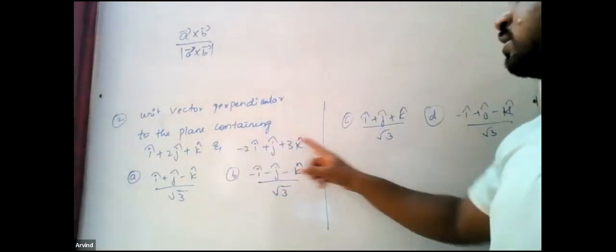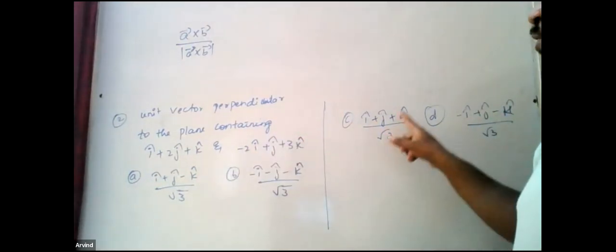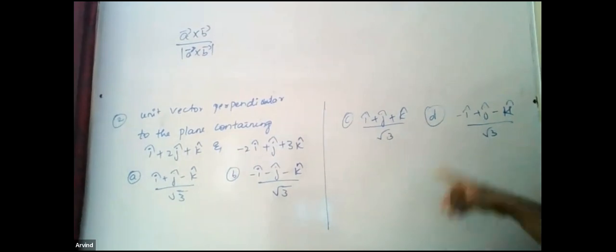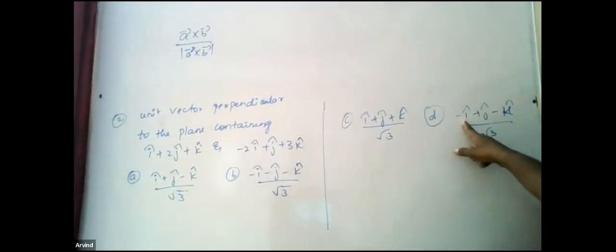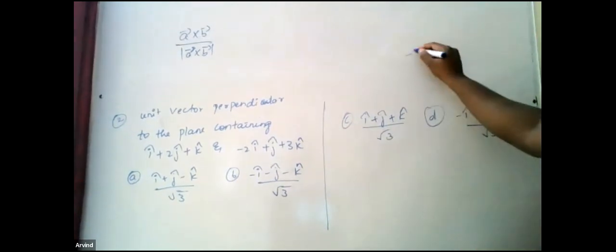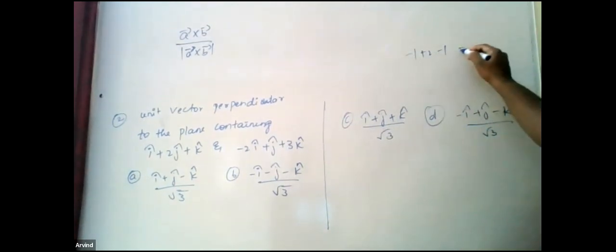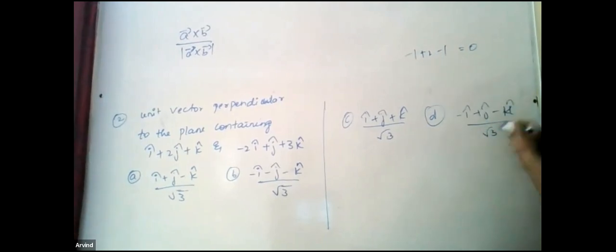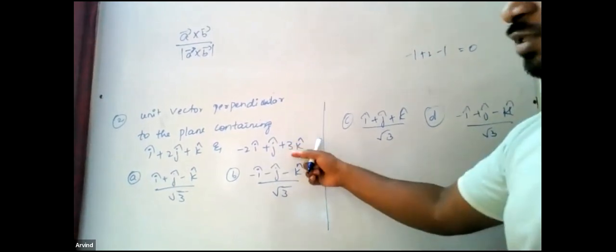Dot product of this and this: 1 plus 2 plus 1. So that is also not 0. But here, 1 into minus 1 is minus 1, 2 into 1 is 2, 1 into minus 1 is minus 1. So you get minus 1 plus 2 minus 1, which is 0. So the dot product is 0 only for this one. So you need not check for this one.